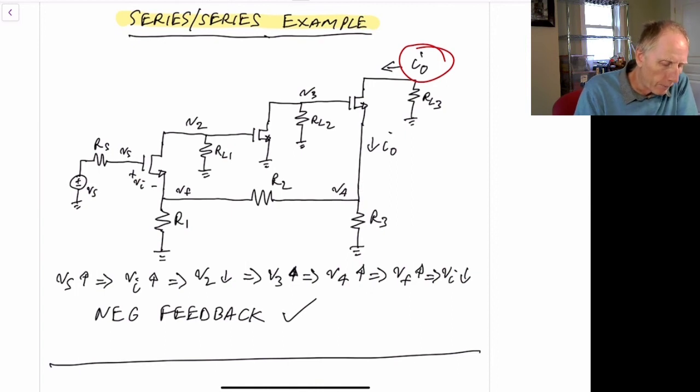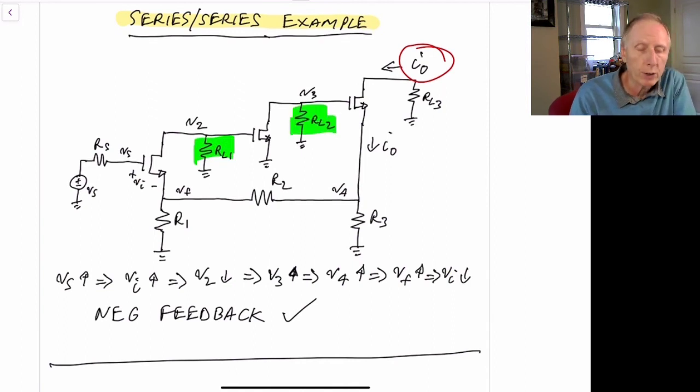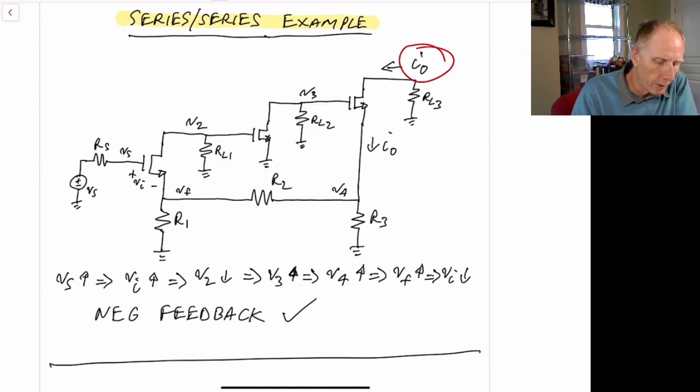Notice for this example, there's no biasing shown. We just have these resistors connected to ground. So this is really a small signal representation of our transistor circuit. This would normally have to be going to power supplies over here, or there'd be current sources and other ways to do this. But we really are just showing the small signal representation for this circuit.